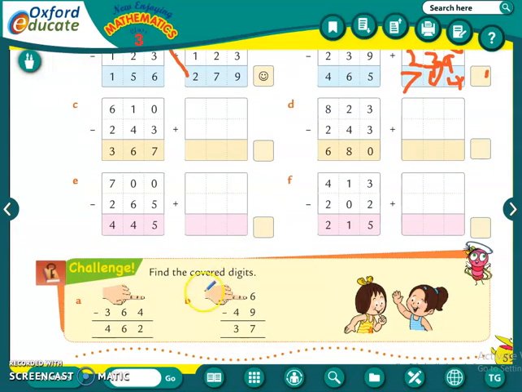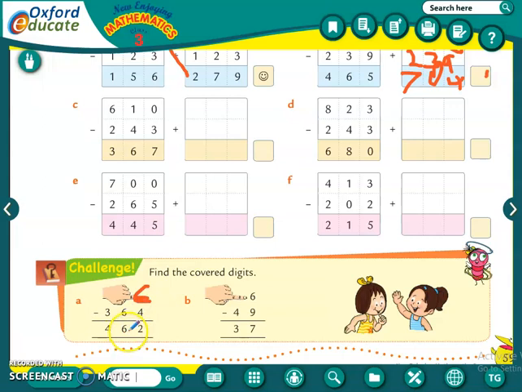Now find the covered digit. अब हमें यहाँ पे covered digit ढूंढने हैं. कैसे ढूंढेंगे वो आपको देखना है. जैसे कि ये माइनस की करके ये जो नंबर दिए हैं और नीचे आंसर दिया है. So what will be the number here? So 4 plus 2 is equal to 6. We can write here 6.